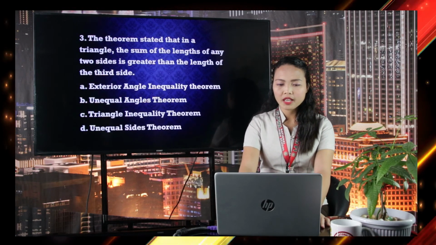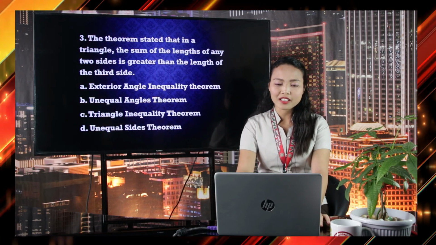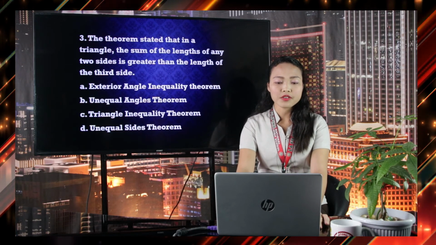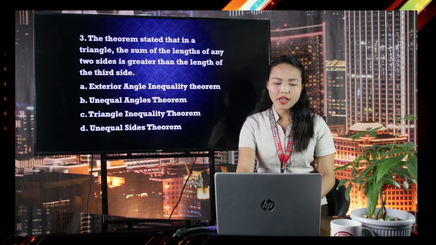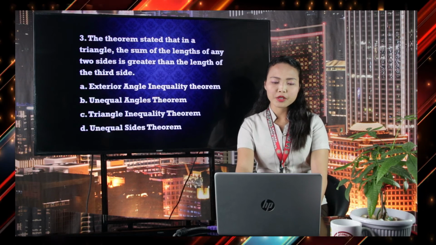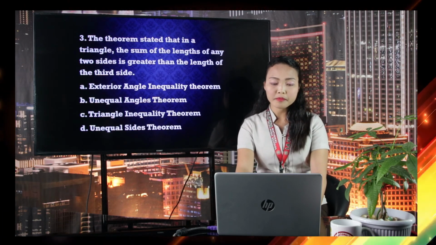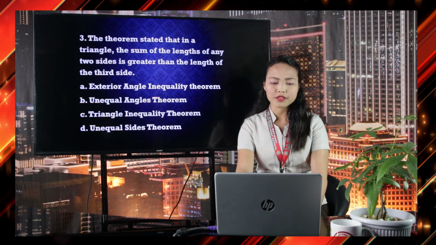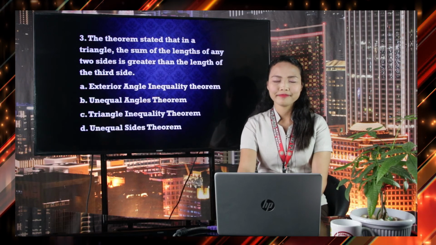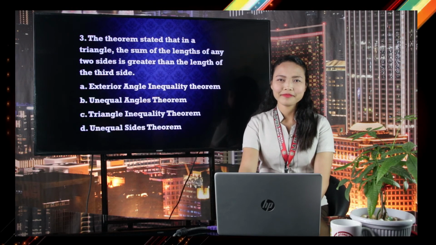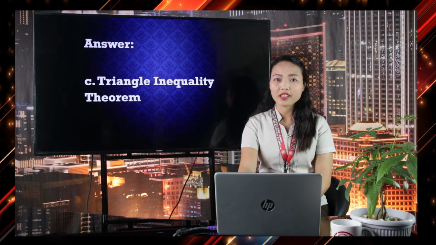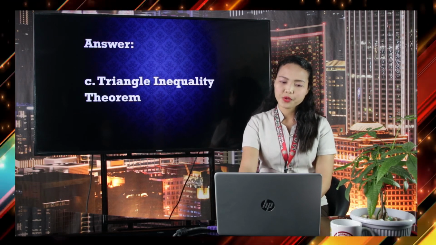Okay, next, number 3. The theorem stated that in a triangle, the sum of the lengths of any 2 sides is greater than the length of the third side. So we have A, exterior angle inequality theorem. Letter B, unequal angles theorem. Letter C, triangle inequality theorem. Or letter D, unequal sides theorem. Okay, the correct answer is triangle inequality theorem.